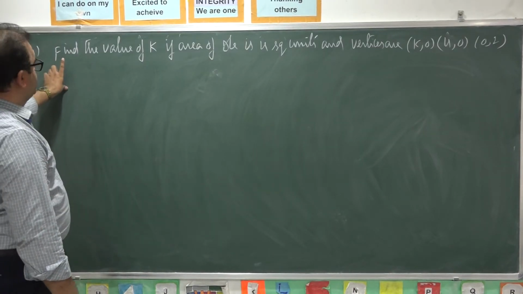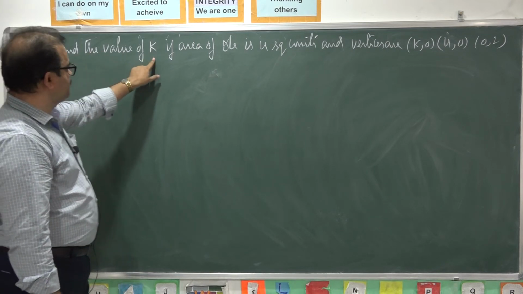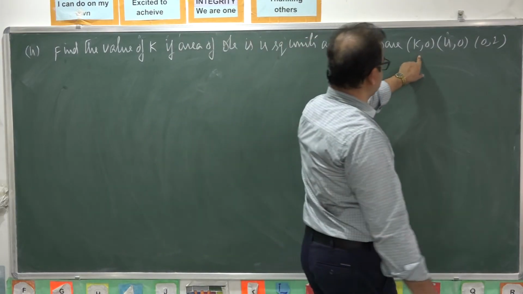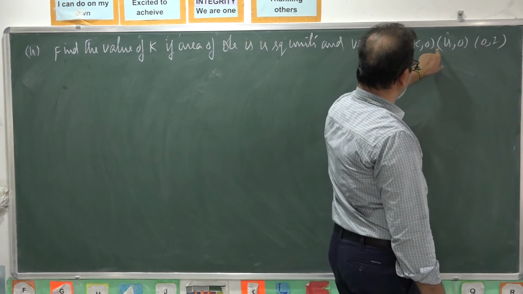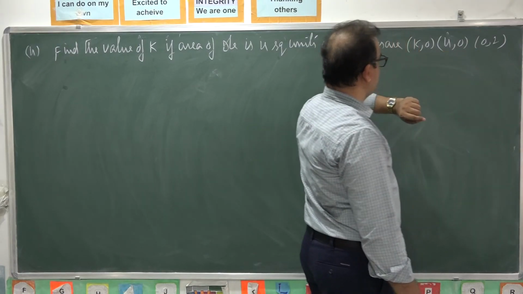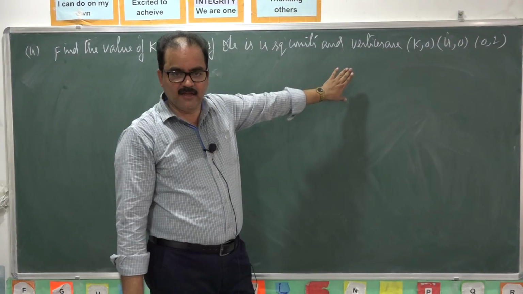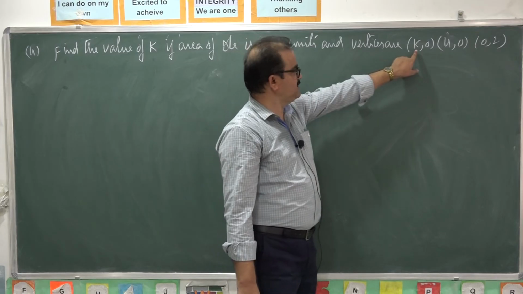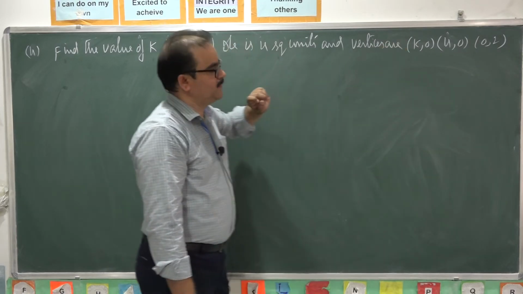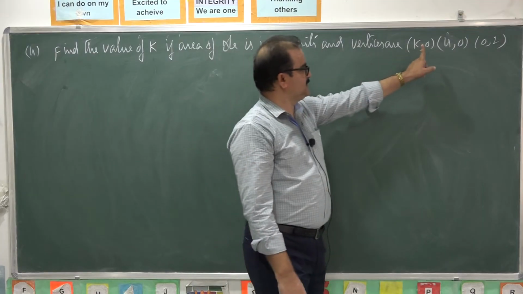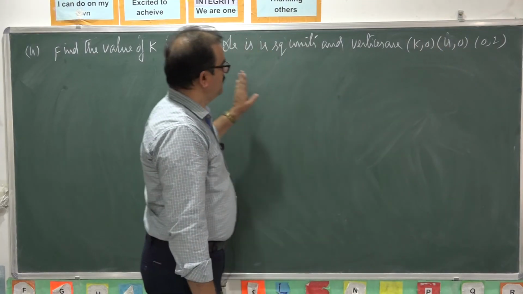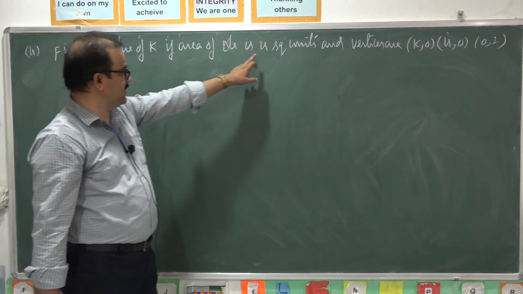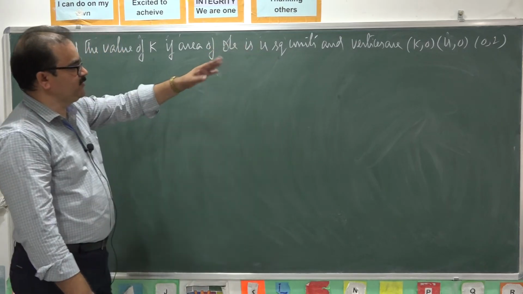Now write this problem. Find the value of k if the area of the triangle is 4 units and the vertices are (k, 0), (4, 0), (0, 2). Here the vertices of a triangle are given, the area of the triangle is also given, then find this unknown value k. Take the vertices as A, B, C. Find the area of the triangle ABC. Equating the area of the triangle to 4, from that you get the value of k.